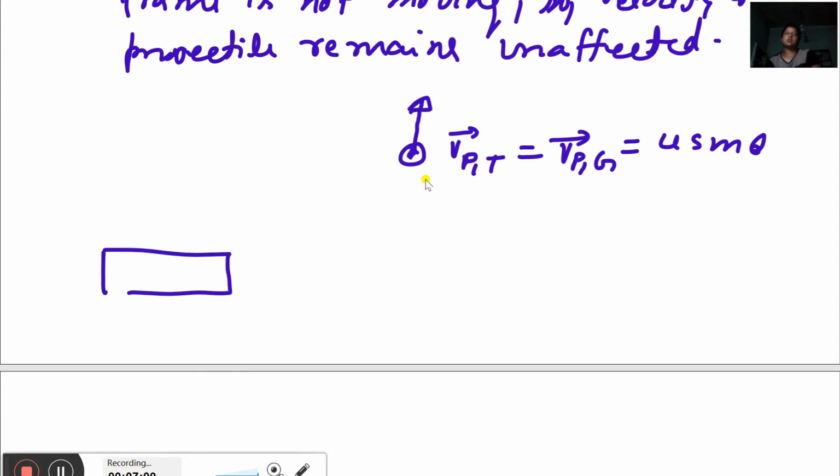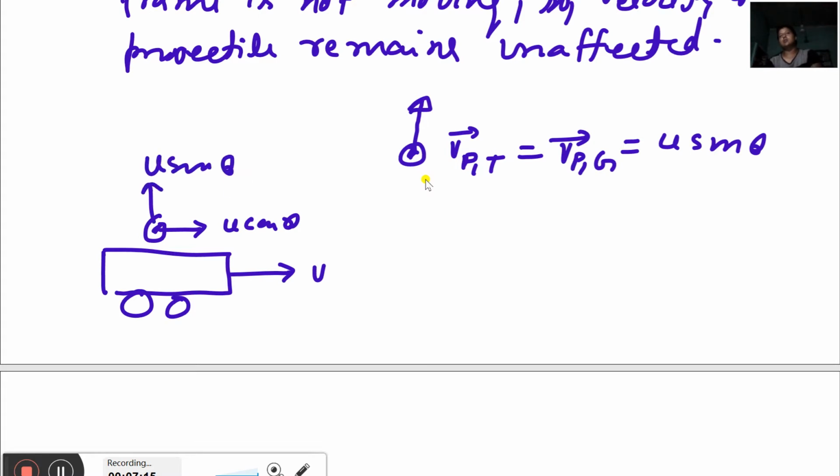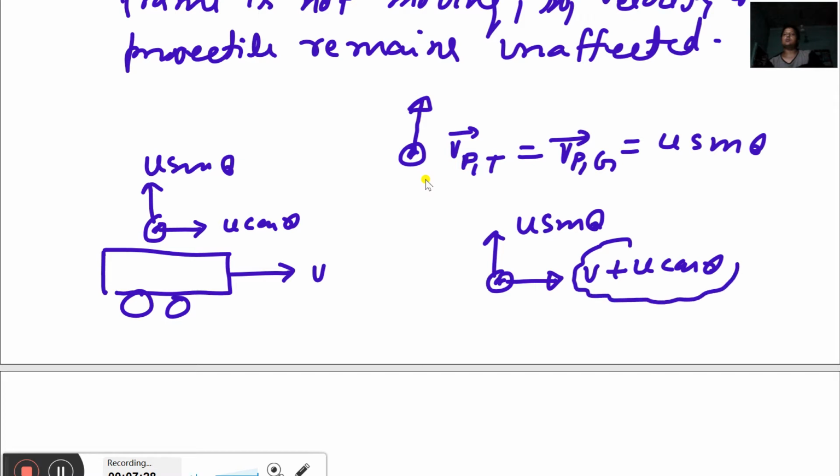Therefore, if there is a trolley that has one component of speed, and the projectile has two components, u cos theta and u sin theta, then with respect to ground the projectile has two speeds, v plus u cos theta and u sin theta. So now u cos theta becomes v plus u cos theta.